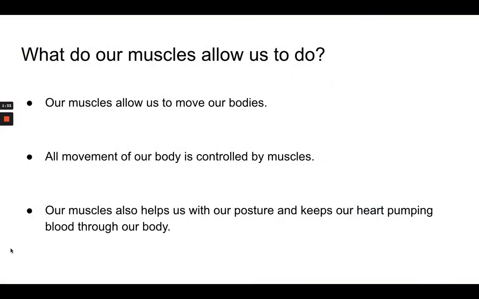So, what do our muscles allow us to do? Our muscles allow us to move our bodies, and all of our movement of our body is controlled by our muscles. So, like when you're walking, running, skipping, riding your bicycle, any movement that you are making, that is controlled by your muscles. Our muscles also help us with our posture, so like sitting up straight, standing up tall, and it keeps our heart pumping blood through our body.